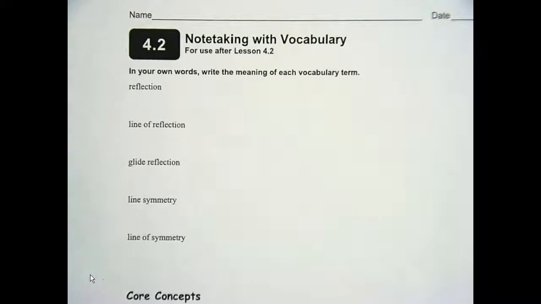Sam? Good, a mirror image of something. Okay? Of a figure. Very good. Mirror image of a figure. So when you look in a mirror, that is your reflection. A reflection is a rigid motion.